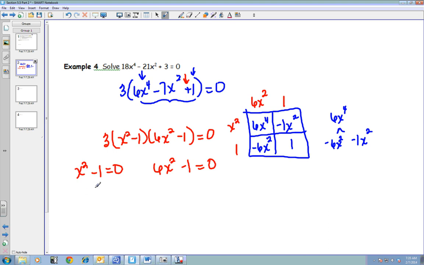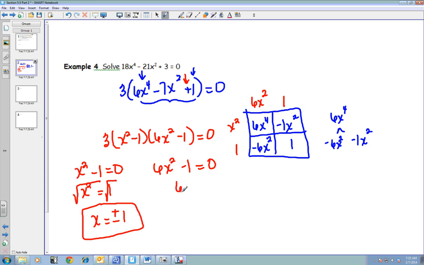So I'm going to solve for this. I have x squared equals 1. And then to solve for this, I have to take the square root of both sides. So I get x equals, and on today's lesson, we need to make sure we put a plus or minus, and then the square root of 1 is 1. So that's 2 answers. And now I need to solve for this one.